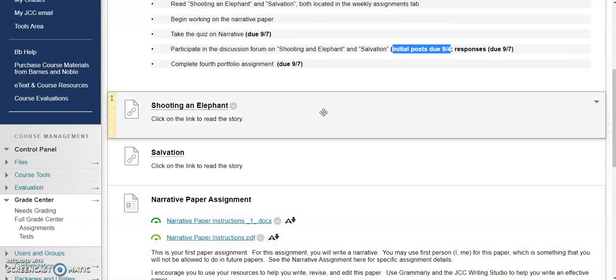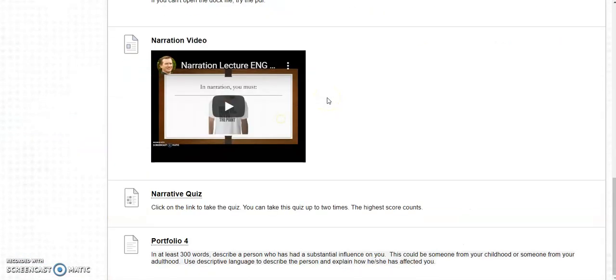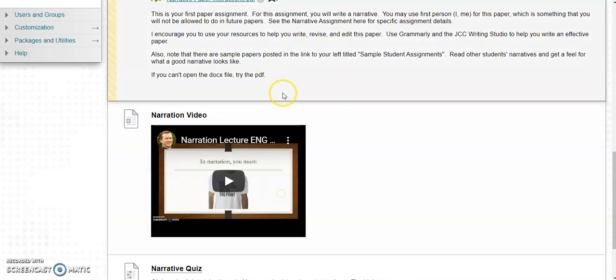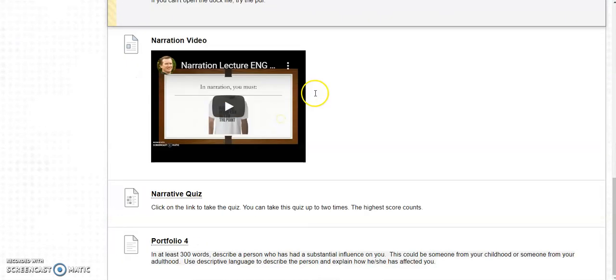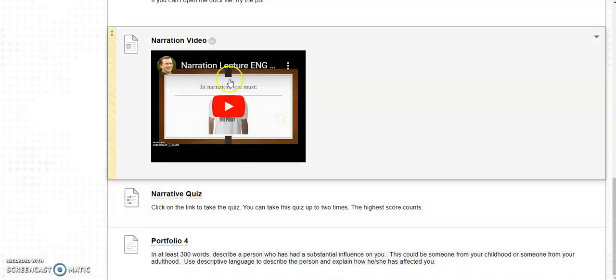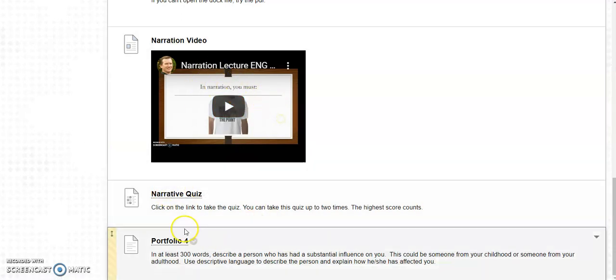And then there is a portfolio down here. Oops, I skipped over the quiz. There's a quiz on narration that helps you get in the mindset of beginning to write this narrative paper. The answers to the quiz will be found in the video lecture. And then in portfolio 4, in at least 300 words, describe a person who has had a substantial influence on you. It could be someone from your childhood or someone from your adulthood.